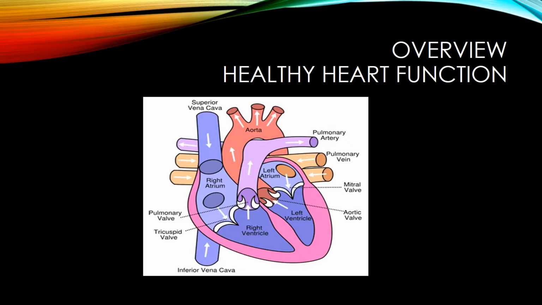The pulmonary veins return the newly oxygenated blood to the left atrium. Blood pumps from the left atrium through the mitral valve to the left ventricle. The left ventricle pumps blood through the aortic valve to the aorta. Blood is then transported to the body, beginning with the coronary arteries and the carotid arteries, and the process begins again.